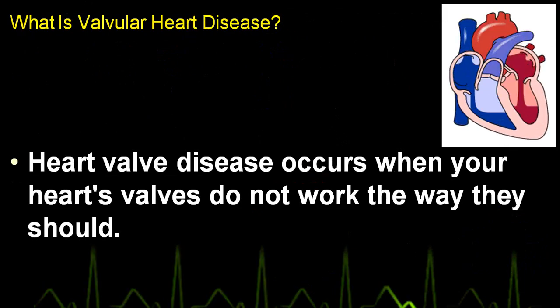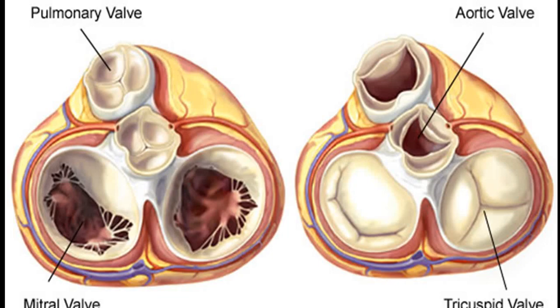So whenever there is an involvement of the heart valvular structure, we call that a valvular heart disease, which may be congenital or may be acquired. There are basically four valves. The pulmonary and aortic valves are called semilunar valves, and the tricuspid and bicuspid valves, that is the tricuspid and mitral valves, are called atrioventricular valves.